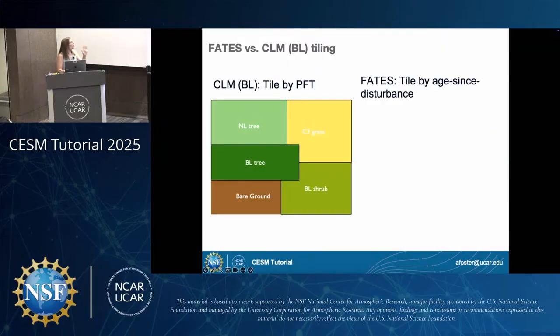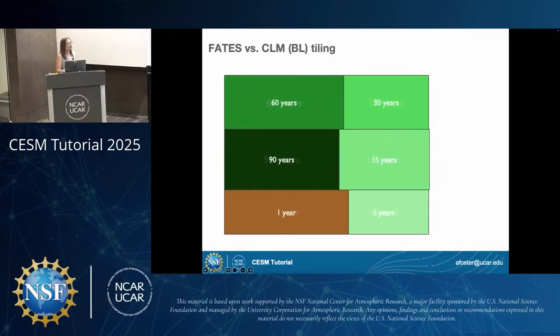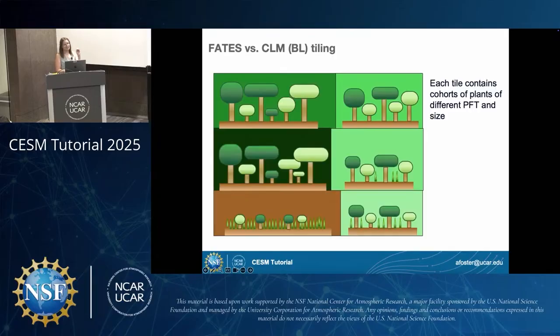And so it's different. The tiling is different. So this is the CLM Big Leaf. We're tiling by PFT. The PFTs don't interact at all. They just say, like, here they are, grow some stuff. In FATES, we're tiling by age since disturbance. So each of these patches has a specific age since the last time a disturbance happened. And a disturbance can be a tree fall, fire, harvest, anything else that's in the model. And then on each of these patches, we have different cohorts of plants that are discretized by different PFTs and size.